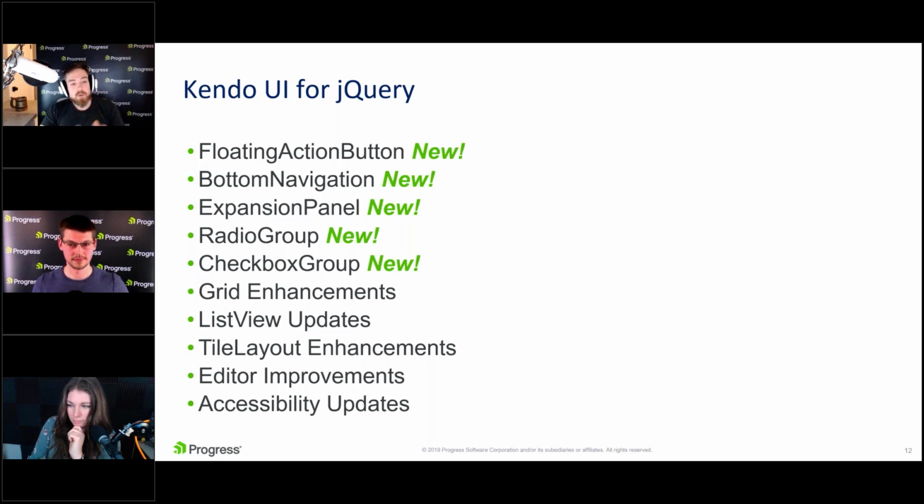And then we've added some grid updates, list view got some additional features, tile layout features. We added a couple of things to the editor, and then we also added some accessibility updates. And one thing that I should also mention is that during this release, we focused even more than usual on squashing bugs. So we've had this huge bug fixing effort to ensure that the R1 2021 release of the Kendo UI for jQuery components is the most robust release yet.